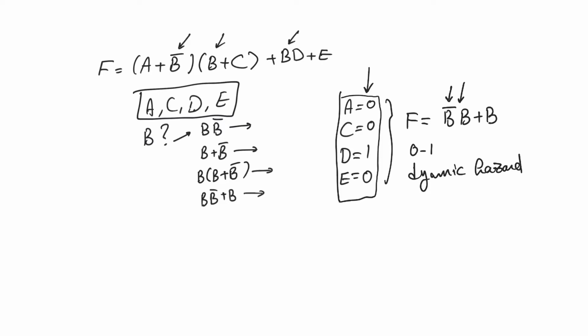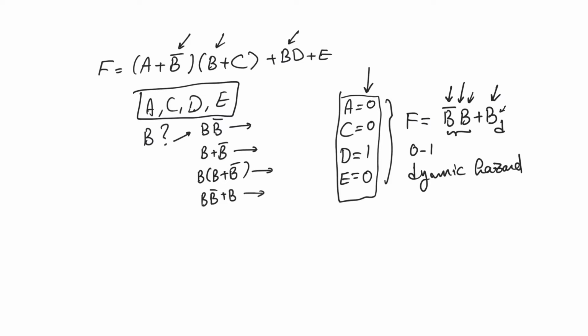Does it necessarily result in a dynamic hazard? It really doesn't. It doesn't necessarily result in a dynamic hazard. It depends on the differential delays of this B and these two, B and B bar. Specifically, this B has to be delayed, and it has to be delayed more than this product, and this product has to produce a static hazard.